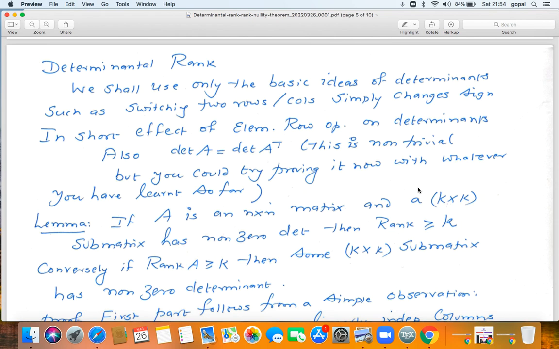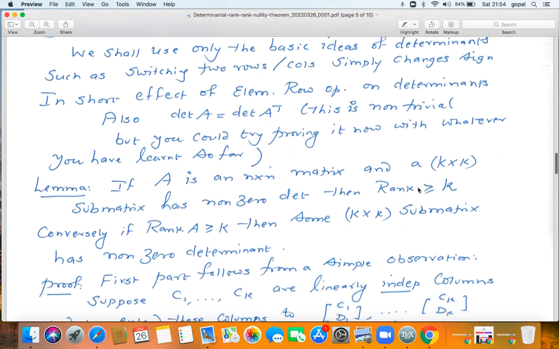And one more result you need is determinant of A equals determinant of A transpose. This is not altogether obvious. This is slightly non-trivial, but if you have developed enough linear algebra, you should be able to prove this at this stage. The proof is not completely trivial, but it is not difficult. It's perhaps slightly lengthy. You need to think it through and organize your arguments. But we will assume this for now. If you have the steam, you can try to do this by yourself.